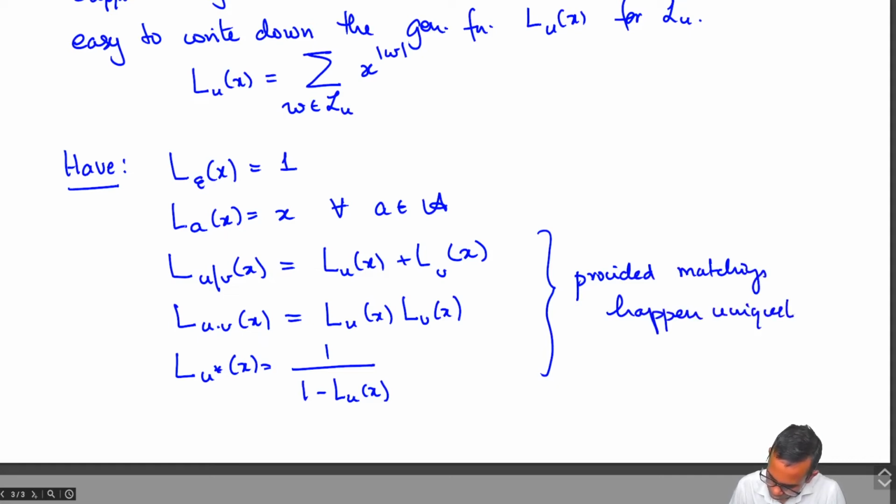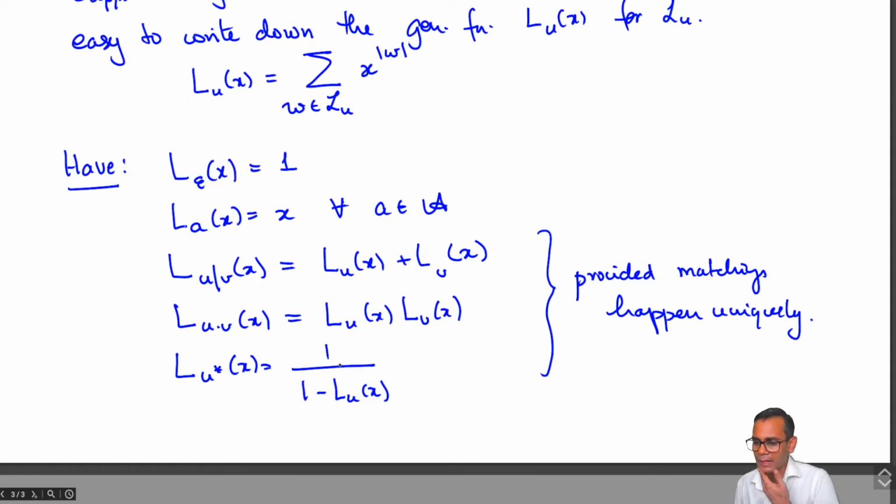Because if you have non-unique matchings, then these will be overcounts. There will be certain words that get counted in both these expressions here, for example, or words that will get counted more than once in these expressions on the right hand side. So we need that these matchings happen uniquely.